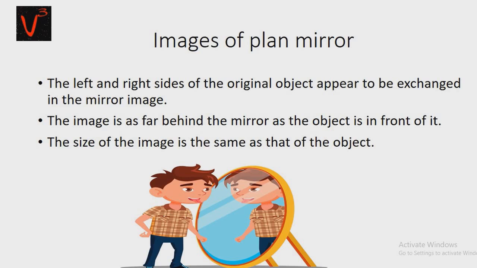The image that you can see in the mirror is the opposite side. That is, if you are seeing your right hand, you see in the image as left hand. Right? Let's see the next point.